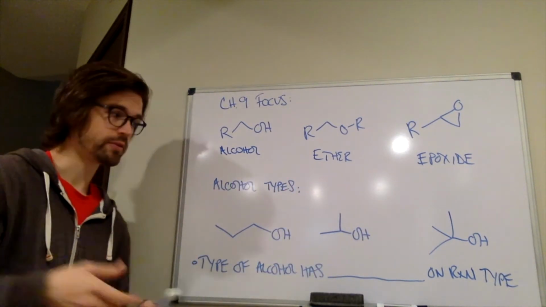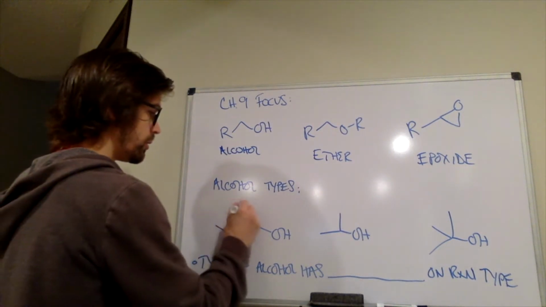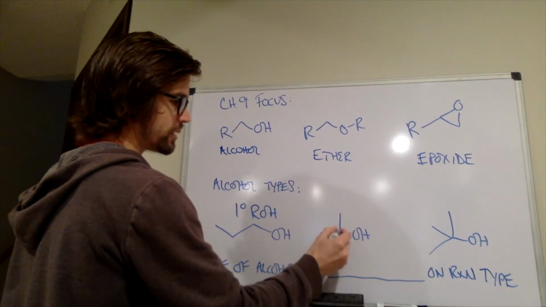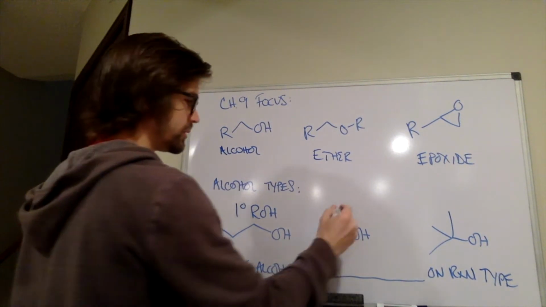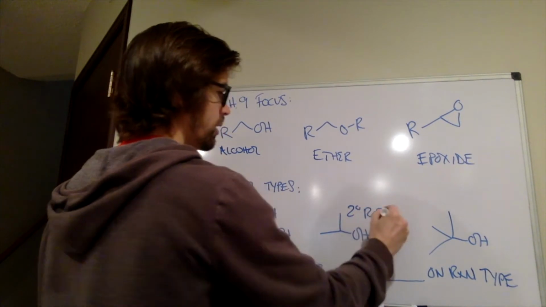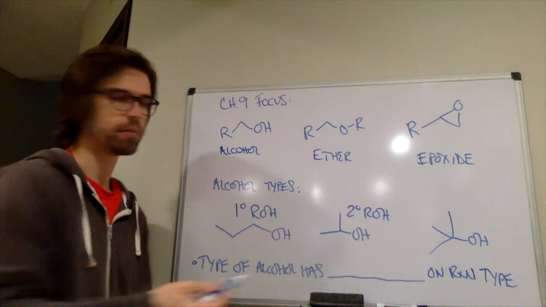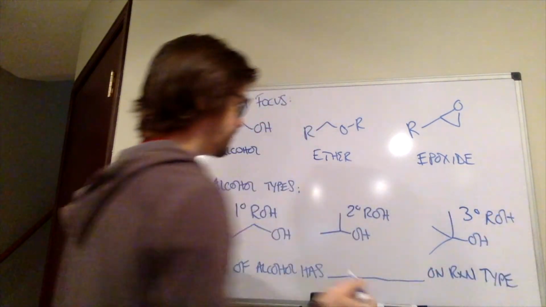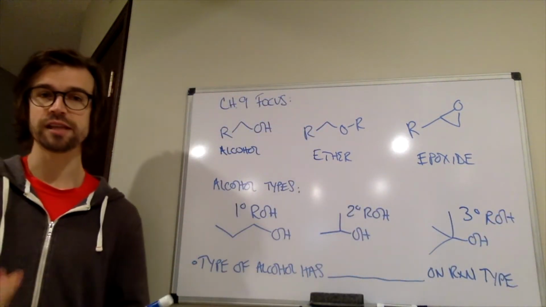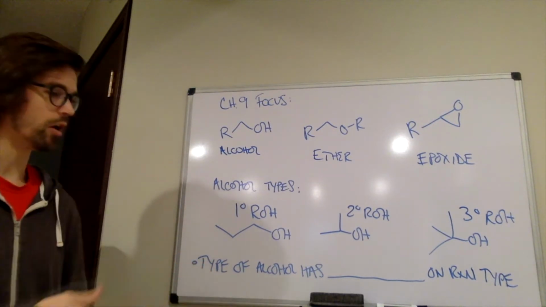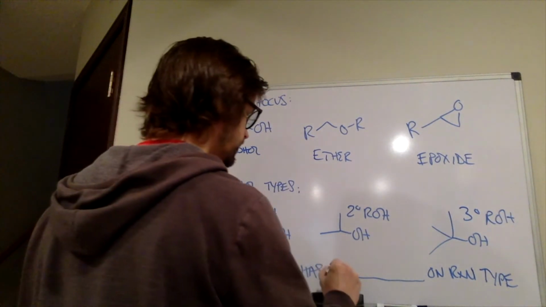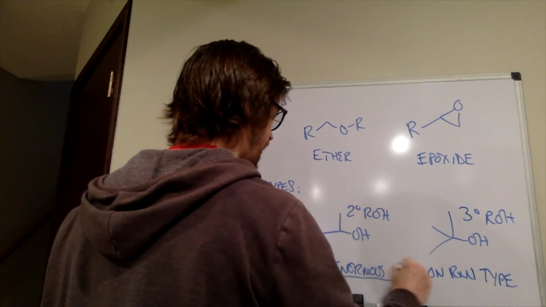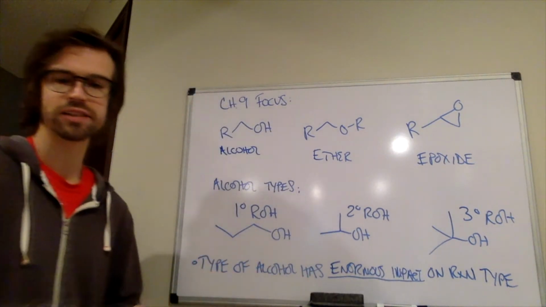All right, yeah, perfect. So this is a primary alcohol, so I'll write primary ROH. This is a secondary alcohol. Again, the carbon is connected to two carbons. That's a secondary carbon, so it's a secondary alcohol. And then that one on the right, it's a tertiary carbon right there, so that's a tertiary alcohol. So that being said, just like alkyl halides, the type of alcohol has enormous impacts. Let's say enormous impact on the reaction type.